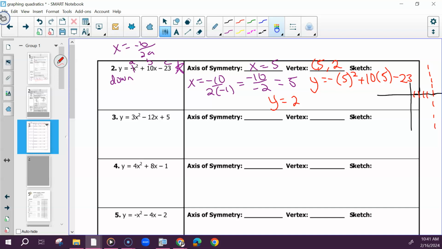Have some dotted line at 5, and we'll have a vertex point at 5, 2 somewhere along that line. And we know this is facing down, so draw a U that's facing down with arrows.